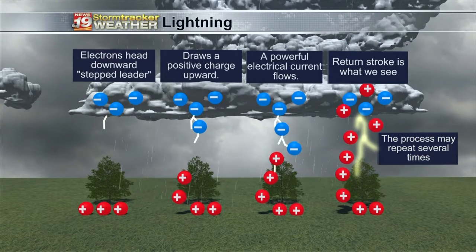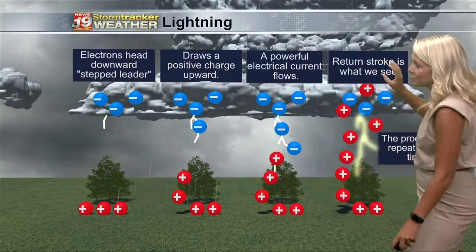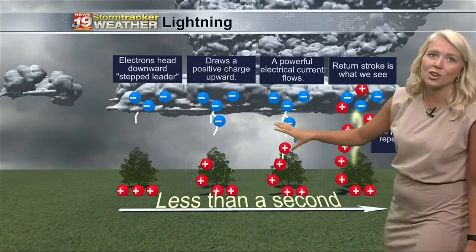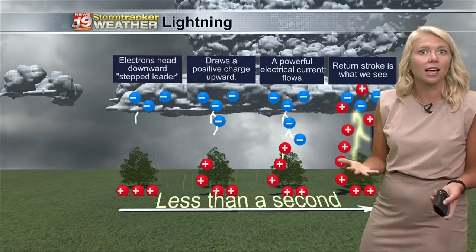And it can happen back and forth several times, which is then that repeating of that flash of that lightning. Now, with this process that you see from the start to the end, that happens all within just 1 second. So when you see a lot of that lightning, that means that there's a lot of electrons.